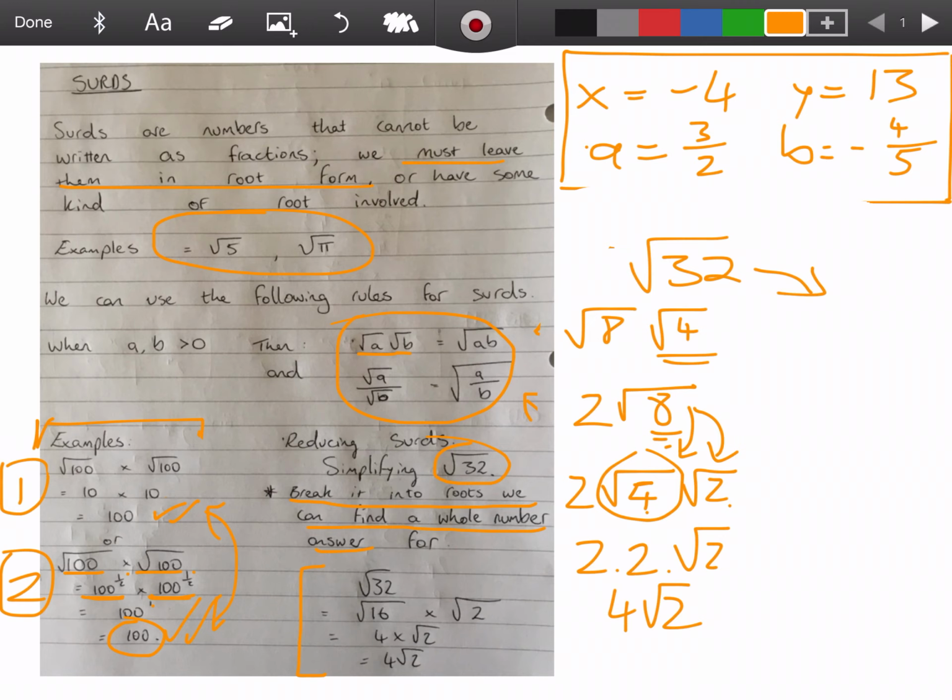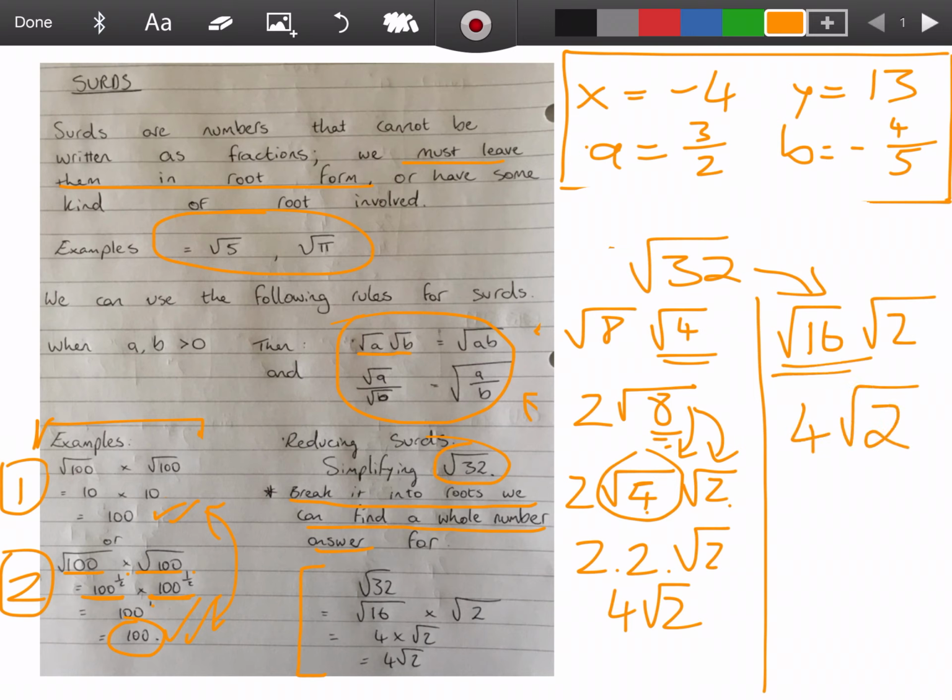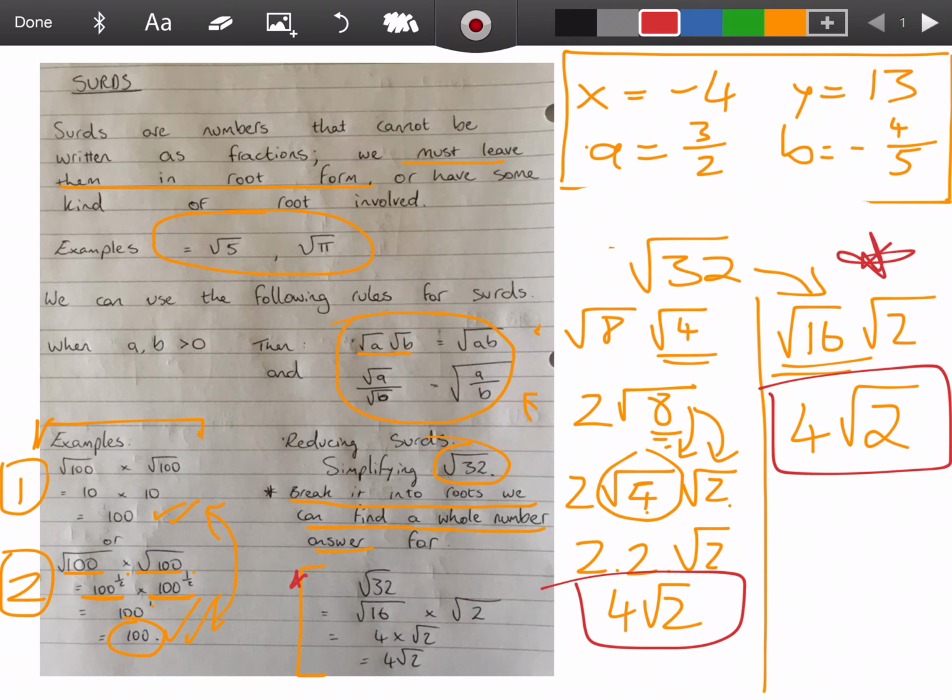Alternatively, I could split my 32 up into another. Again, 16 times 2 gives me 32. So I could do that one. The square root of 16 by the square root of 2 would give me the square root of 32. Now I know what the square root of 16 is. That's 4. So that's nice and simple. And that gives me 4 times the square root of 2. You'll notice I've got the same answer for both parts. And the bit I've done over here is exactly the same as the example that's down here. It's just to show you that you can do these a couple of different ways.